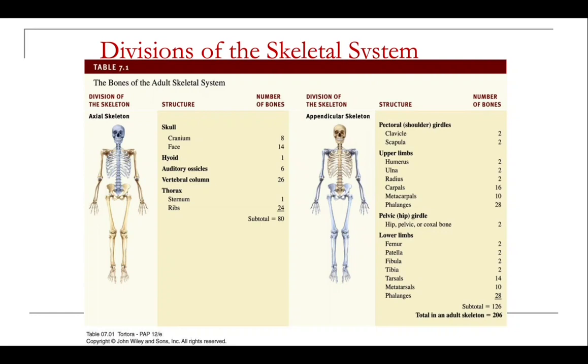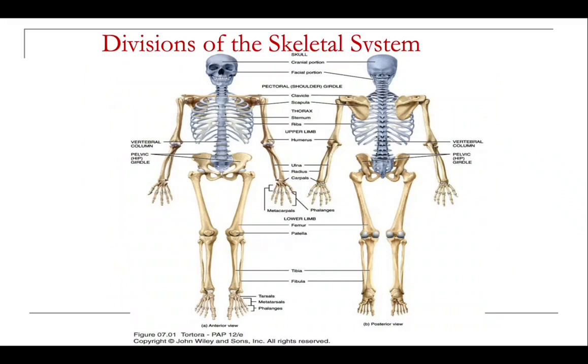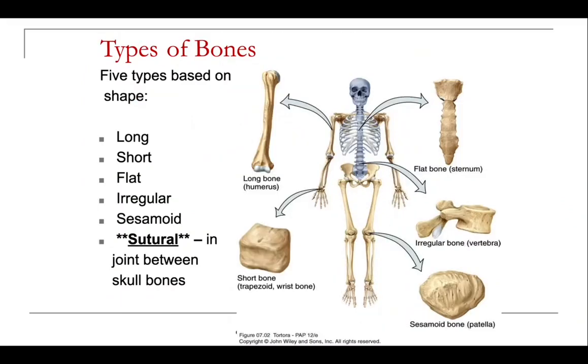So this just gives you the divisions here, showing in colors the axial skeleton, and then the appendicular skeleton, and shows you how many bones are in each one. And the picture just a little bit larger here, showing the different individual bones.